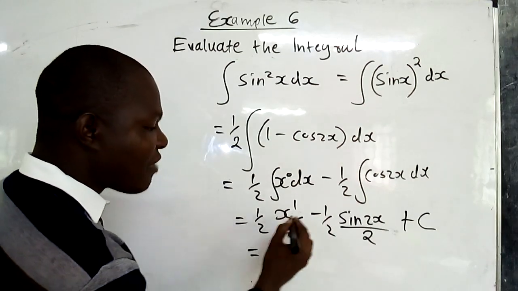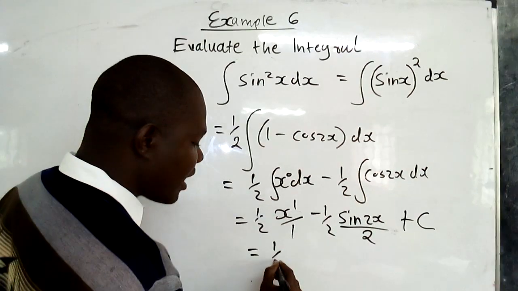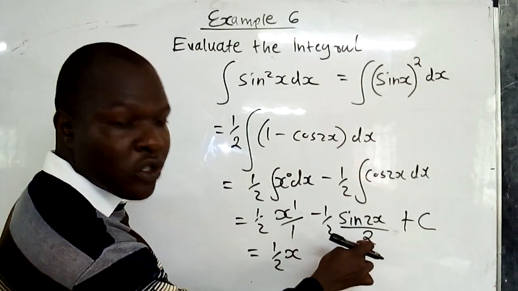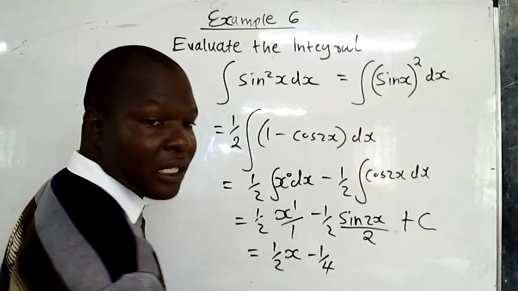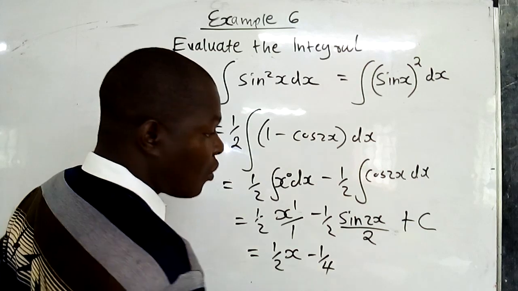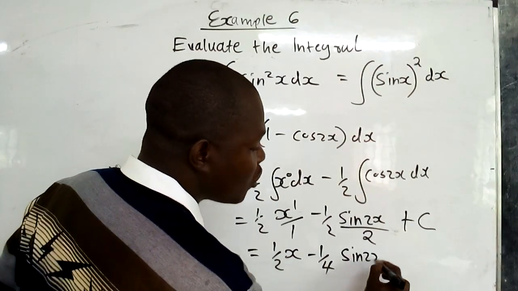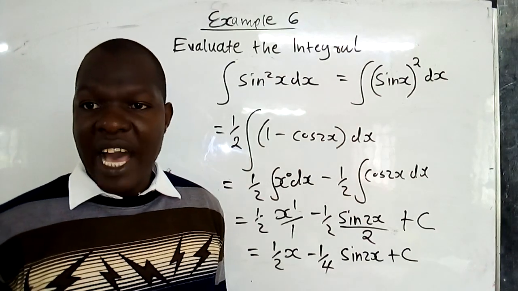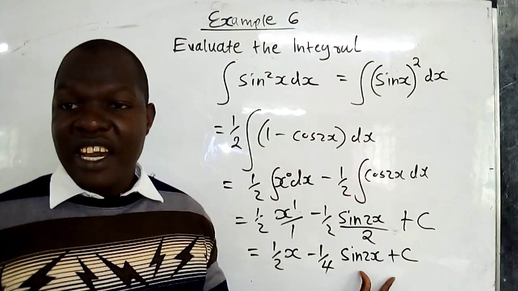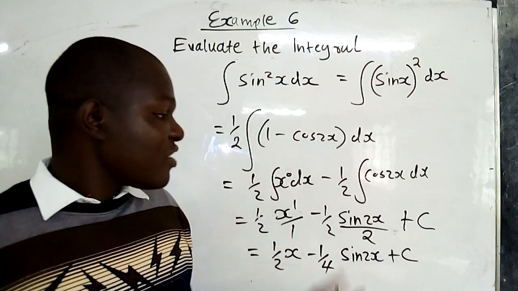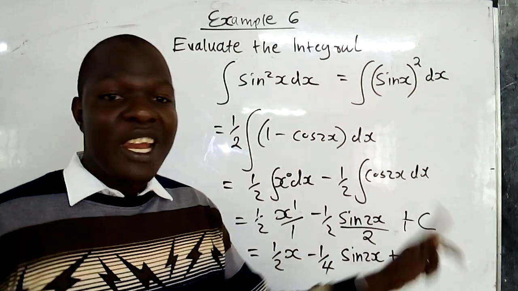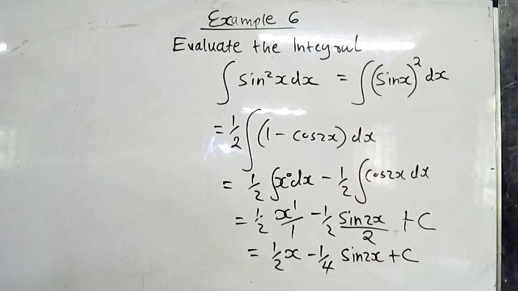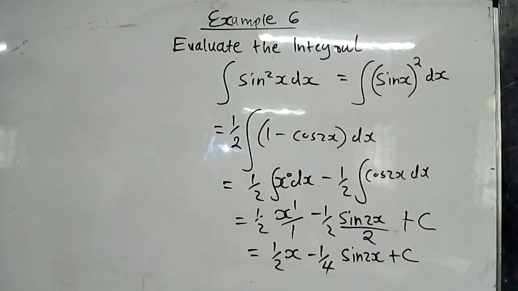Now you simply simplify. If you simplify this, in the first case you have a half x, isn't it? Then a half divided by 2, you have 1 over 4 sine 2x plus c. Are you seeing that? Then that is the end of the integration process. So if you are given the limits, you simply remove c and you put the limits and you substitute the upper limit minus the lower limit in the case of a definite integral.